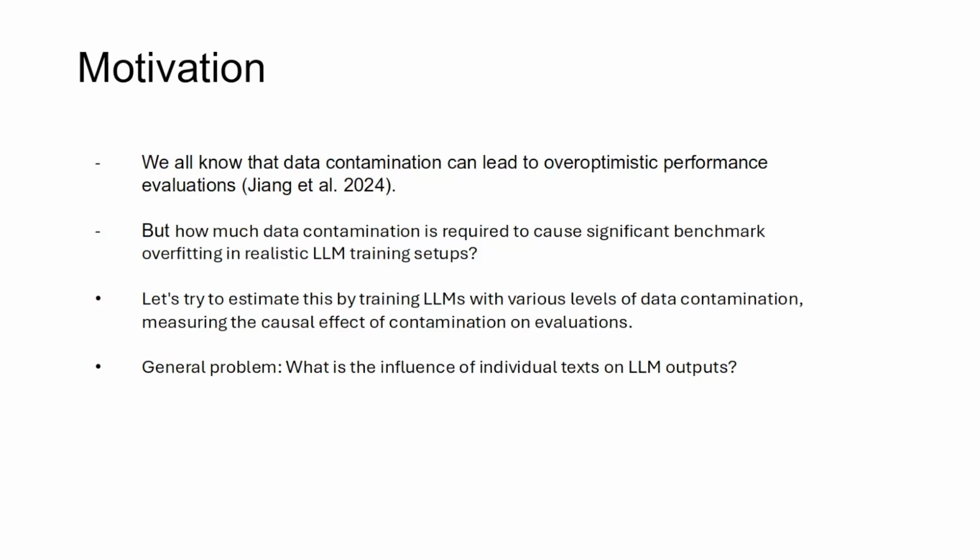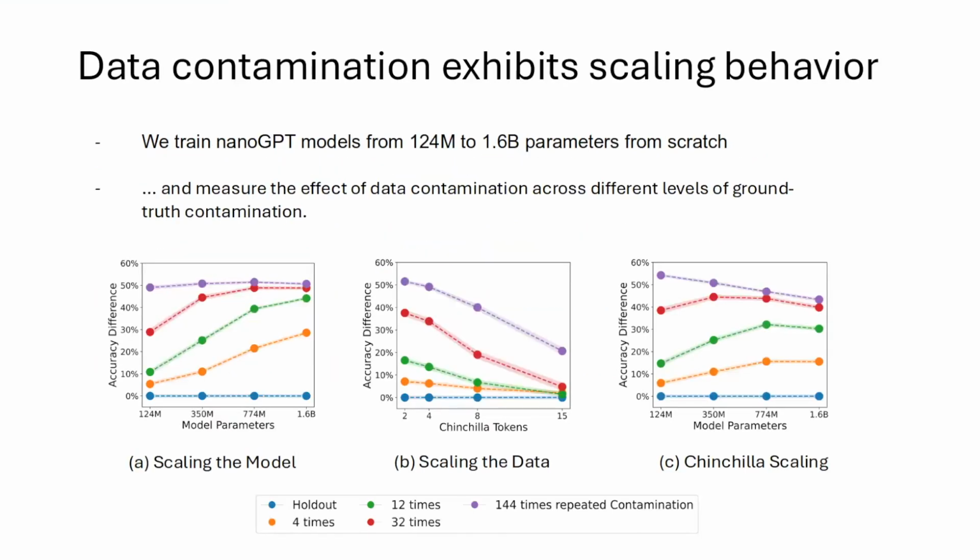What I want to do is run really controlled experiments, where I train language models of different sizes, with different numbers of model parameters, on data sets of different sizes. Then I insert the benchmark questions at different rates into the training data. At the end of the day, I measure the causal effect of this. And of course, this is related to the general problem that I already talked about.